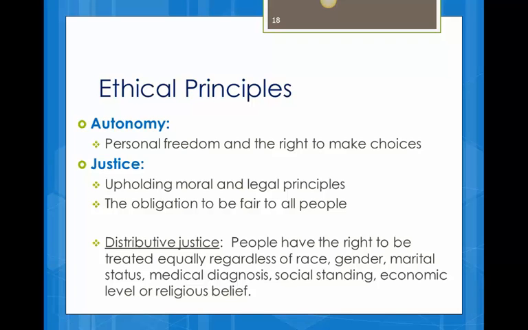When we think of autonomy, we also think of accountability. In order for an RN to be autonomous, she must be accountable. He or she must be accountable for his or her own practice.